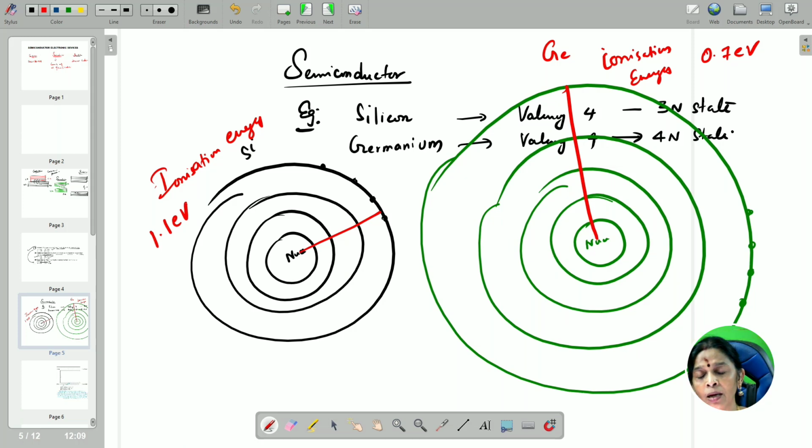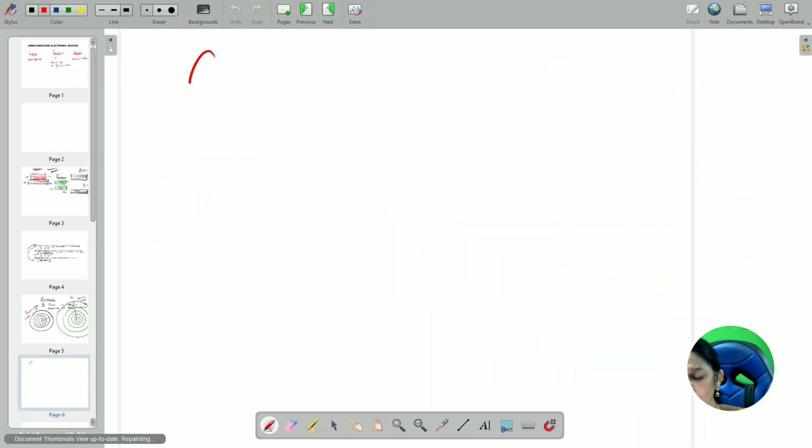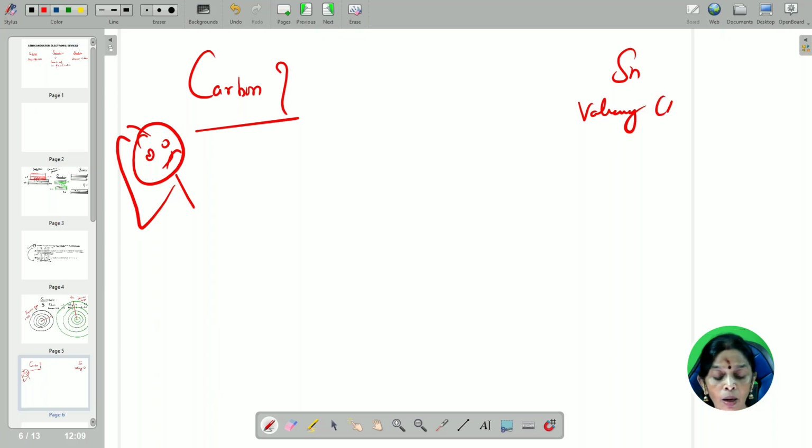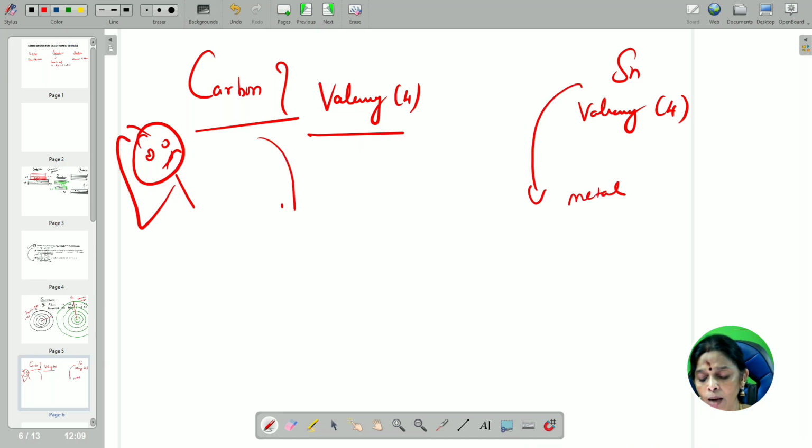Okay, you may be wondering, what about tin? What about carbon? Carbon valency is also 4, right? And tin also has a valency of 4. But why don't we learn about these? Because tin is a metal, it is already conducting. Carbon is an insulator.